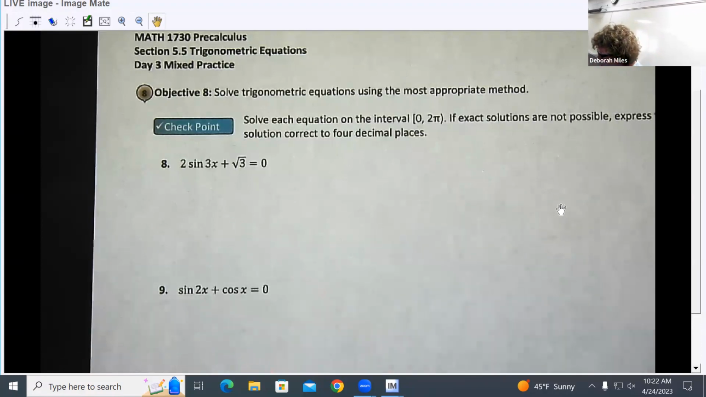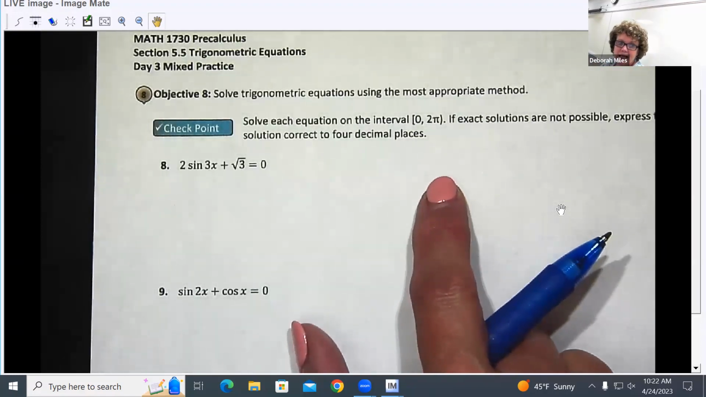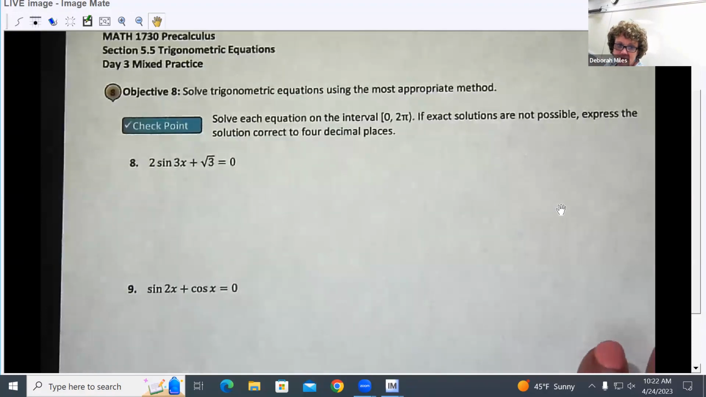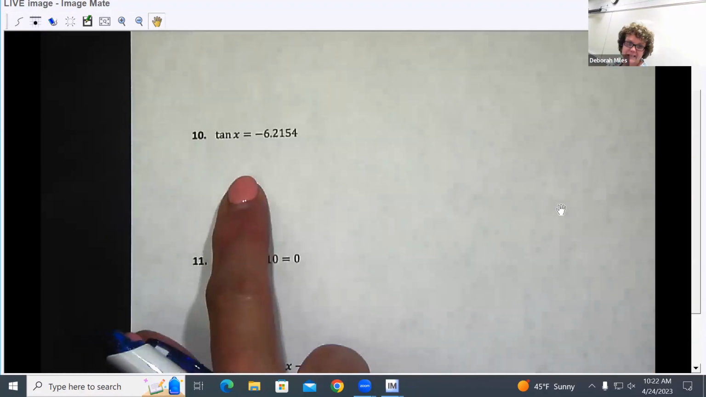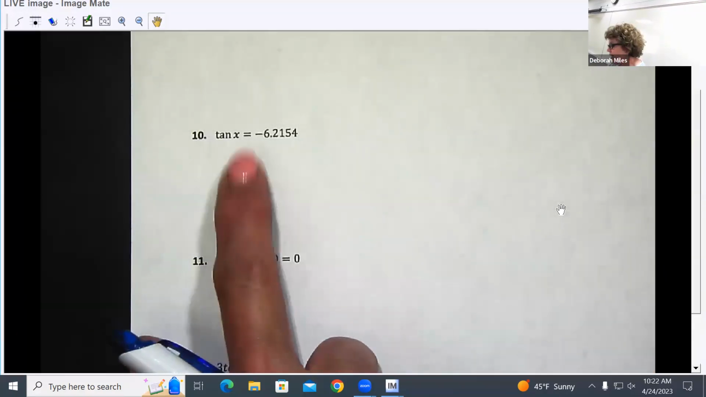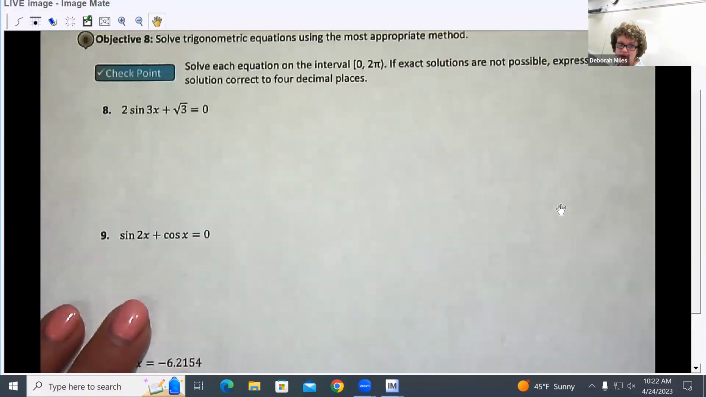Our instructions are to solve each equation on the interval from 0 to 2 pi. And if exact solutions are not possible, express the solution correct to 4 decimal places. Those are the problems where we will have to use an inverse trig function to get a decimal approximation. The rest of them you can find exact answers.